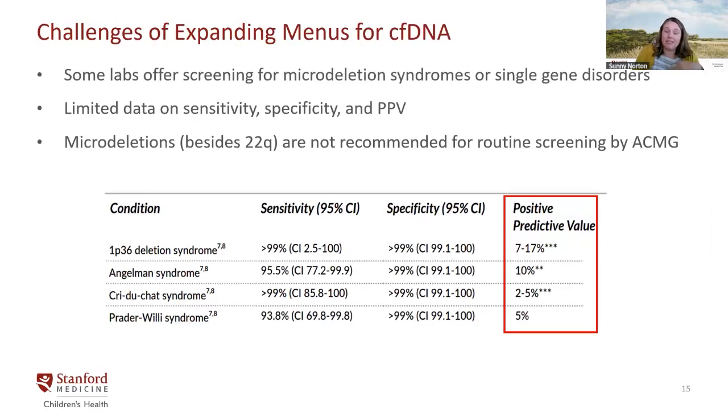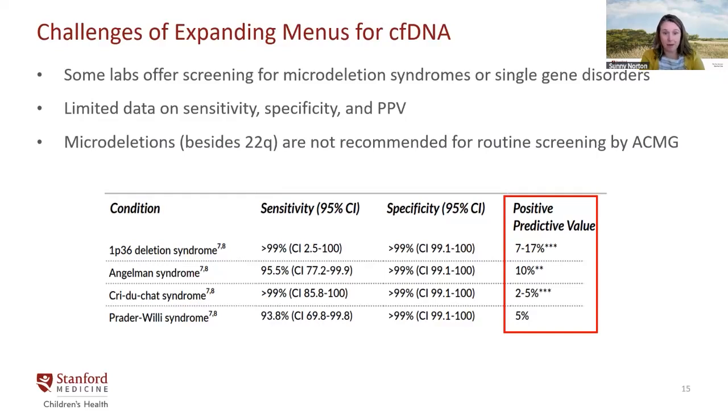And this kind of leads to our challenges when we want to expand the menu of conditions for cell-free DNA. Obviously, we want to screen for more conditions if it makes sense, if we're able to find more pregnancies at risk. And we do offer screening for some microdeletion conditions, and some labs offer screening for many microdeletion syndromes, or even broader genome sequencing. But there is overall limited data on the sensitivity, specificity, and positive predictive value for that.